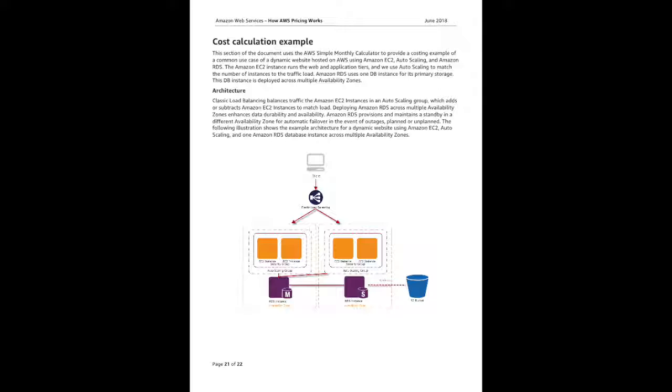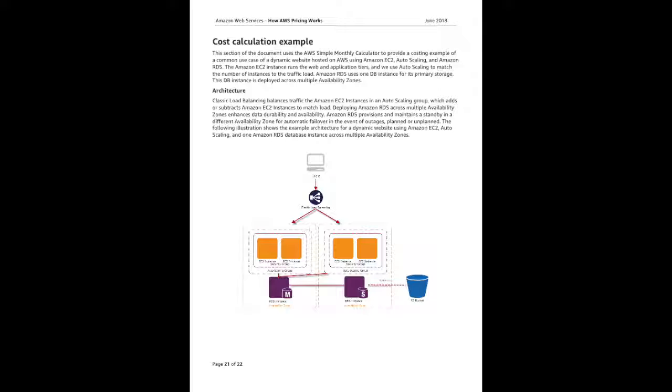Architecture. Classic load balancing balances traffic to the Amazon EC2 instances in an auto-scaling group, which adds or subtracts Amazon EC2 instances to match load. Deploying Amazon RDS across multiple availability zones enhances data durability and availability. Amazon RDS provisions and maintains a standby in a different availability zone for automatic failover in the event of outages, planned or unplanned. The following illustration shows the example architecture for a dynamic website using Amazon EC2, auto-scaling, and one Amazon RDS database instance across multiple availability zones.